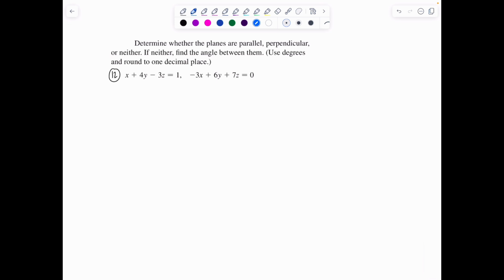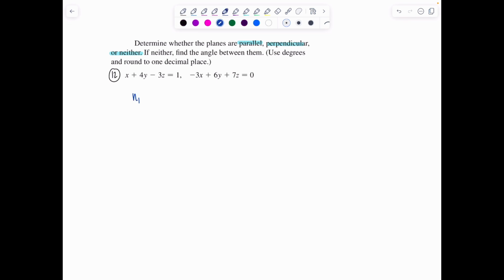Moving on, determine whether the planes are parallel, perpendicular, or neither. If neither, find the angle between them. Use degrees and round to 1 decimal place. So in order to find the angle between the planes and determine whether they're parallel, perpendicular, or neither, I need to look at the normal vectors to each of the planes. So let's extract that first.